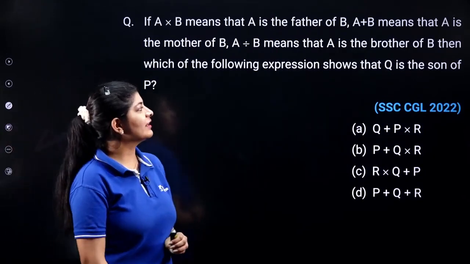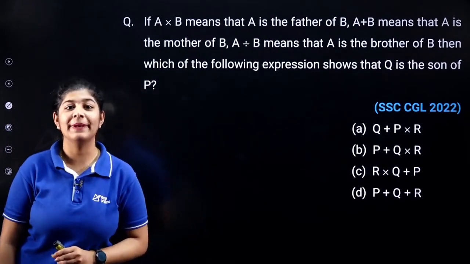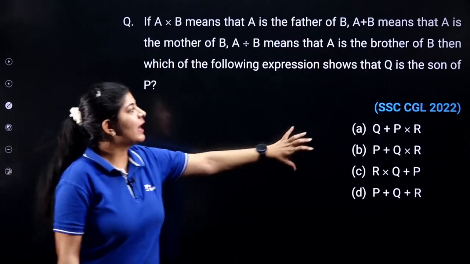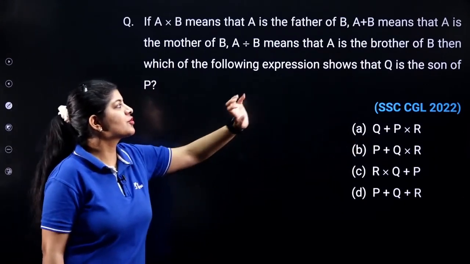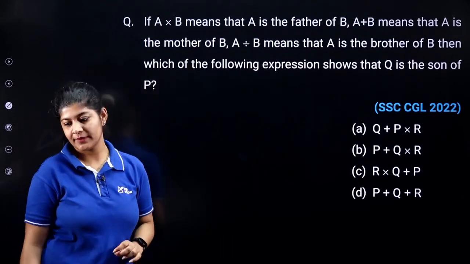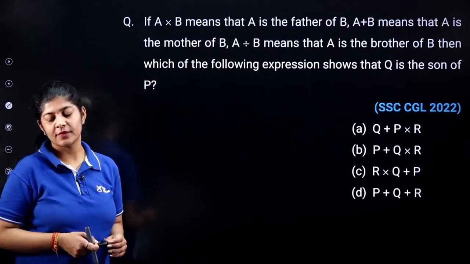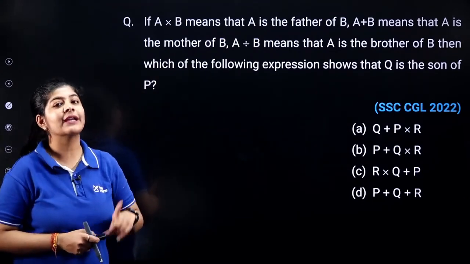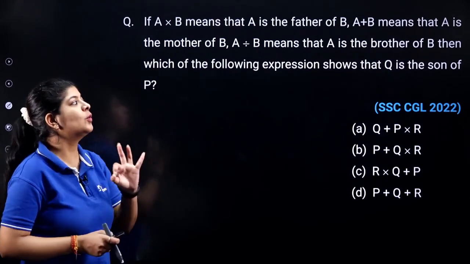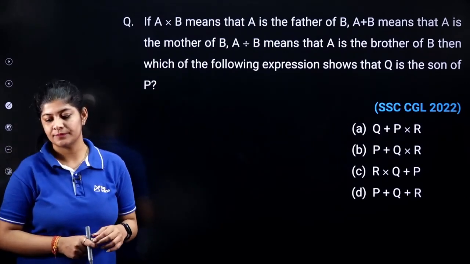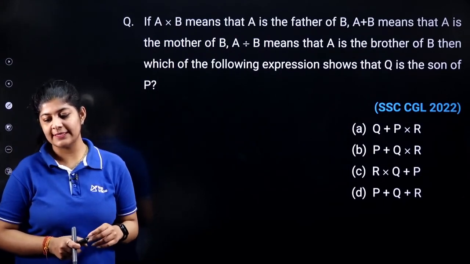So here we are having a question from the concept of blood relations. You are having your options. You have to determine which expression is showing that Q is the son of P. What you have to do, you have to determine the expression in which you are getting a relation as Q is a son of P. Very good, Gaurav. Let's see.